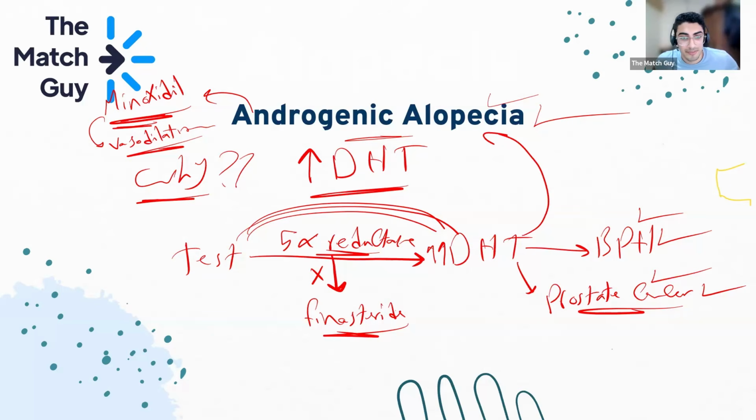And for me, the first line medication for androgenic alopecia is a trip to Turkey. This is the only way that you can get your hair back. Or you can just live in delusion and say, I love my bald head.